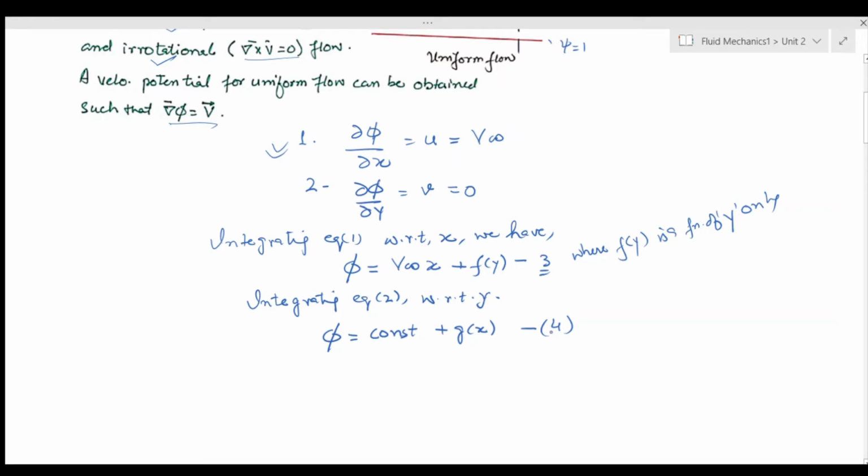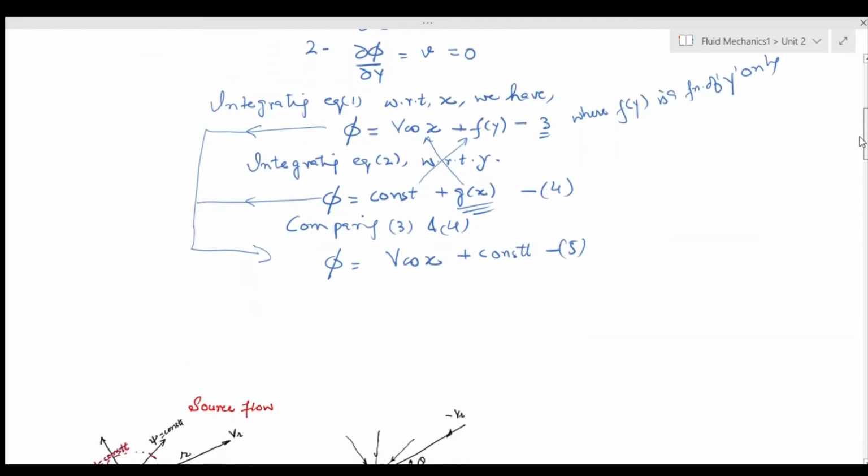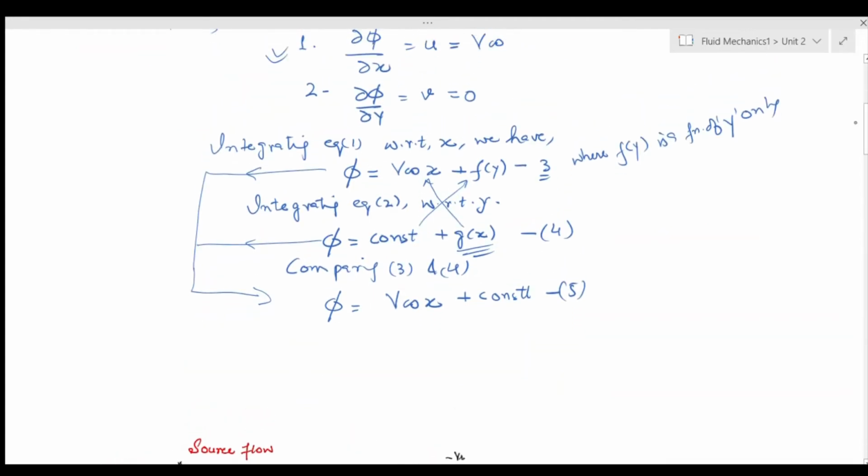If I compare 3 and 4, comparing these two, I can say that phi, this function of x only, looks like to me it will be something like this, meaning my phi would be v infinity x plus a constant. So that would be the value of phi.